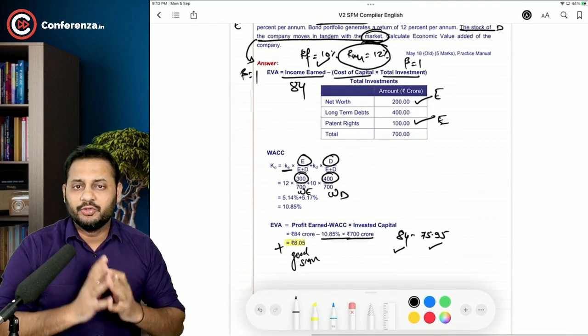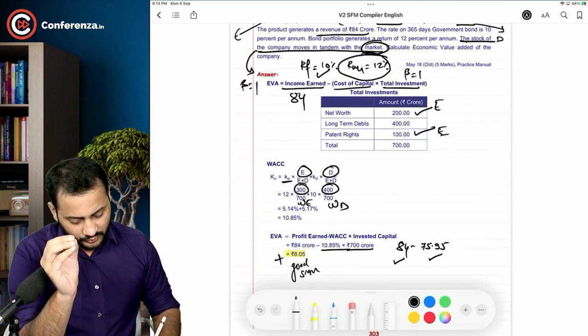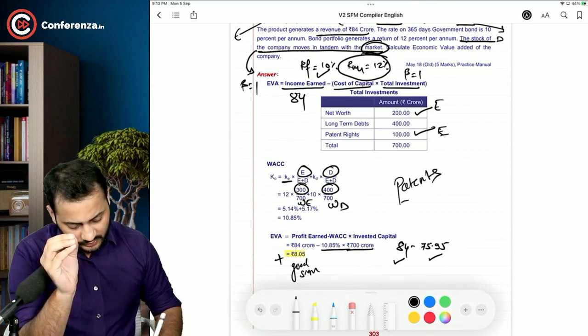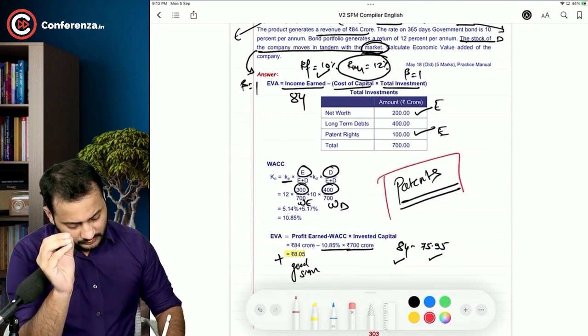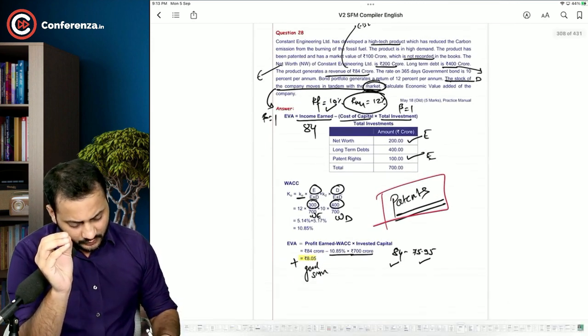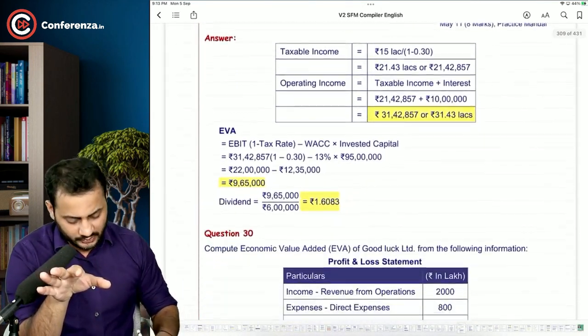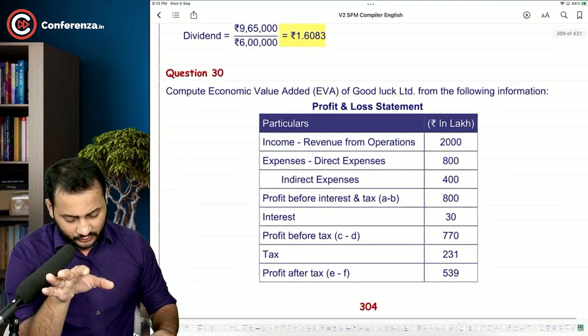So in this question, you learned about how to treat the patents. There will be more questions with this formula, so don't worry about the formula. You learned about the patents, okay? Coming over to the next question now. Question number 29 is an easier one, so you will take it as homework. Question number 30, have a look.